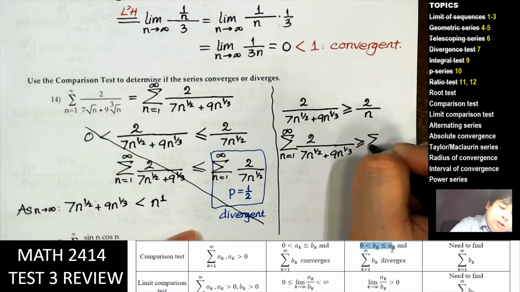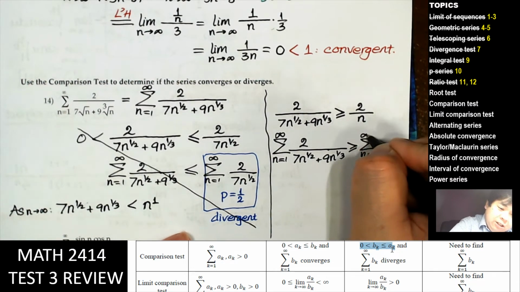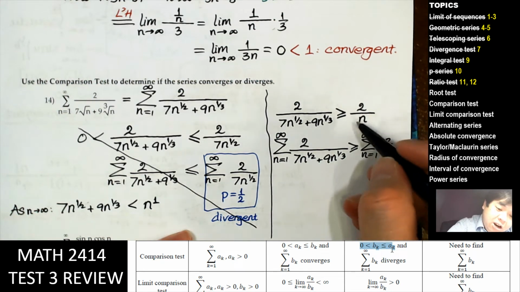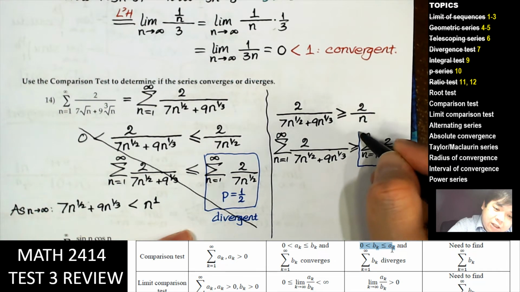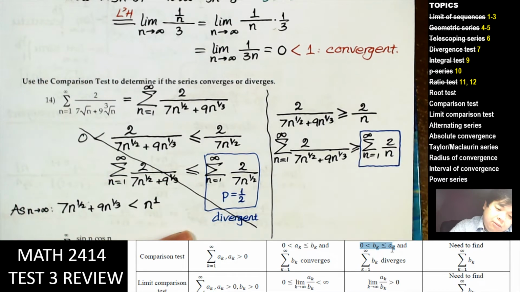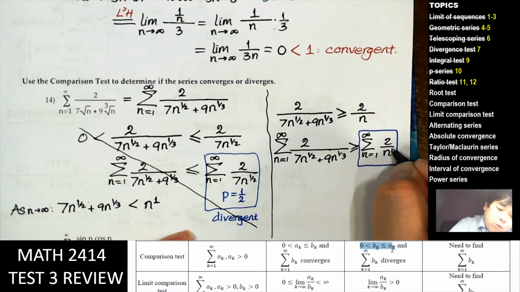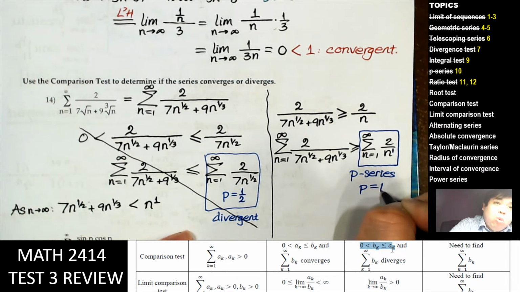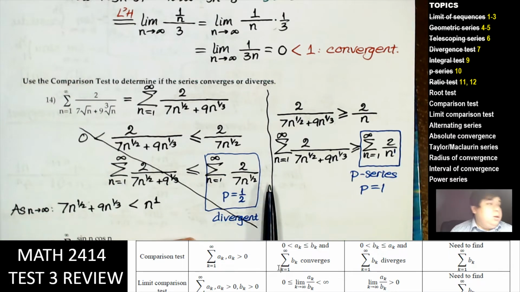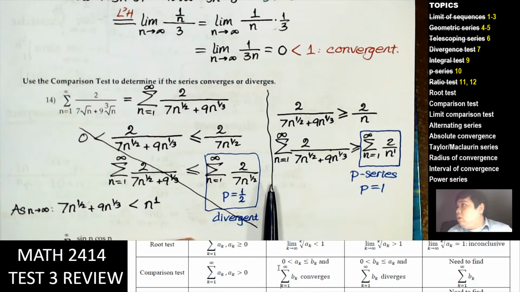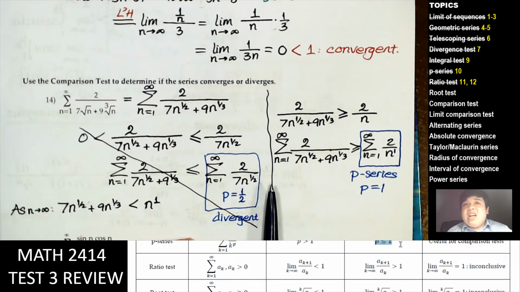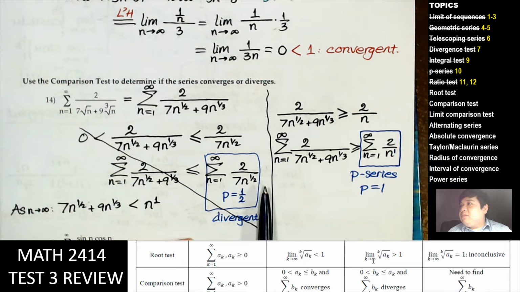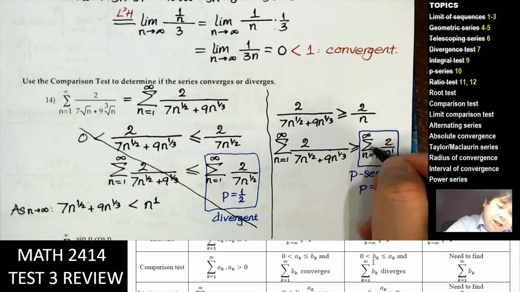And that will work with the summation as well. Now we look at this series again. This time, this one is a P series when P equal to 1. So P series, what happened when P equal to 1? Let's go back up on P series. When P is less than or equal to 1, it is divergent. So in this case, that one is divergent.